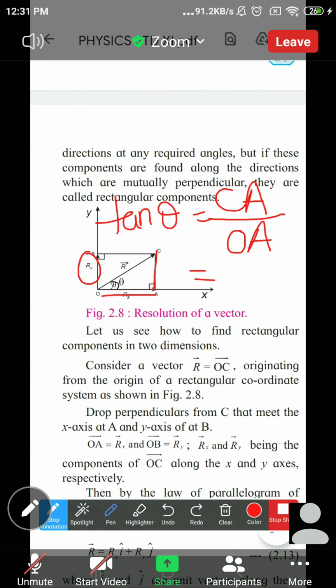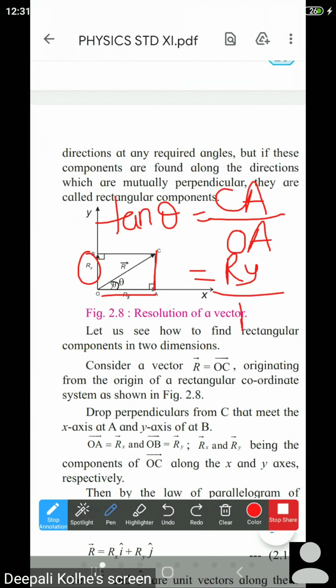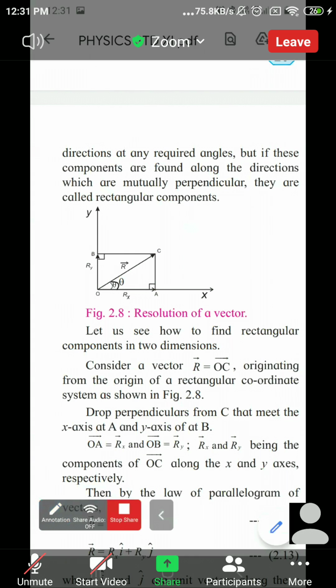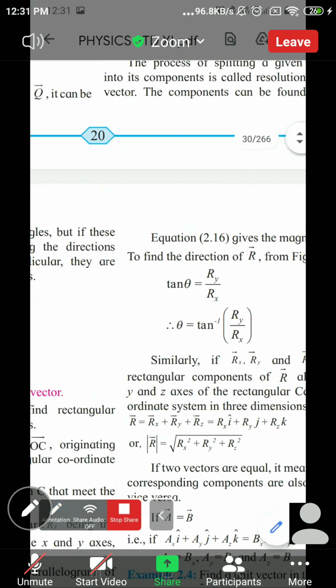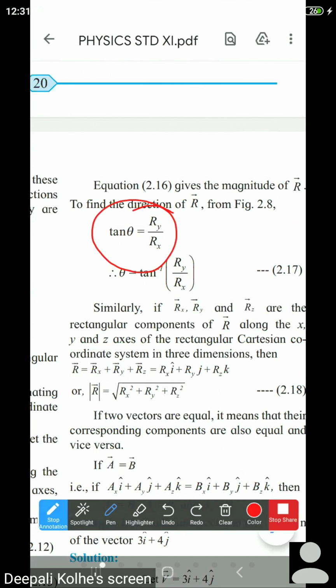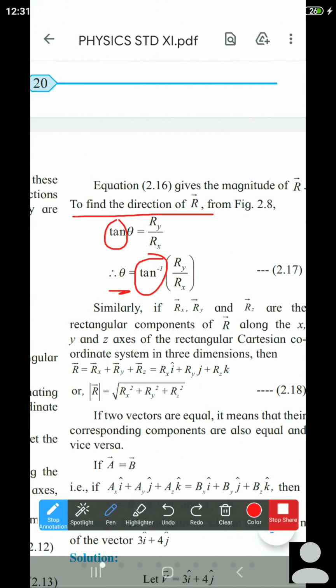But CA we can write Ry because opposite sides of a parallelogram are congruent and OA is Rx. Therefore, tan theta is equal to Ry upon Rx. ठीक है, नेक्स्ट ये इक्वेशन अभी मैंने एक्सप्लेन किया, tan theta is equal to Ry upon Rx. Then change the side of tan only. Tan inverse Ry upon Rx is theta and this is the direction of R bar. Okay, this is the direction of R bar.